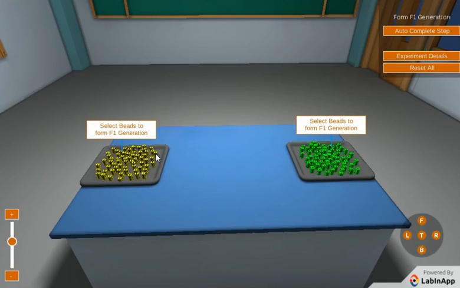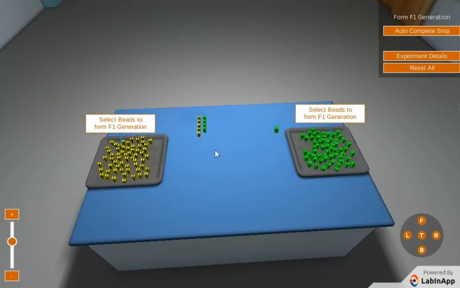Take a bead from each container and place them together. It represents fertilization on the table. Arrange all the 64 pairs of beads. They represent the 64 heterozygous F1 progeny.